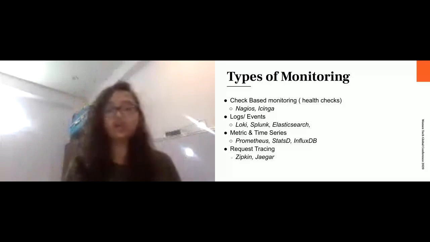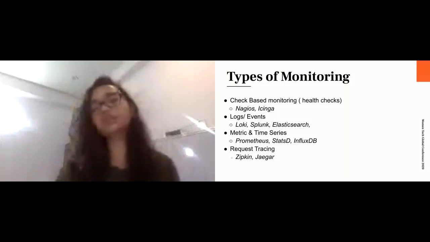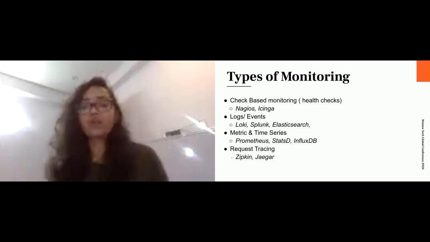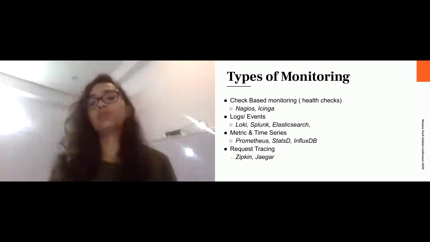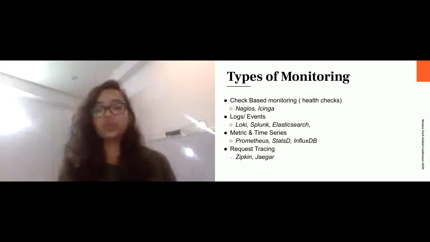Now the second type of monitoring is logs, events. Logs and events have been used a lot, and in fact at Grofers, we also use logs. We use Loki, and logs are always great, right? They record full detail about each event. There's high detail, and it's simple to produce.